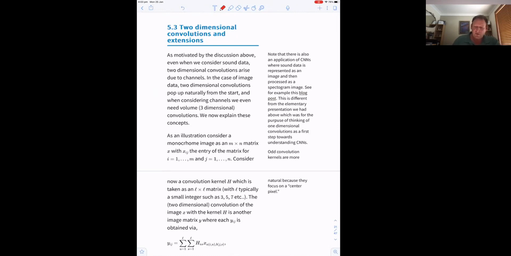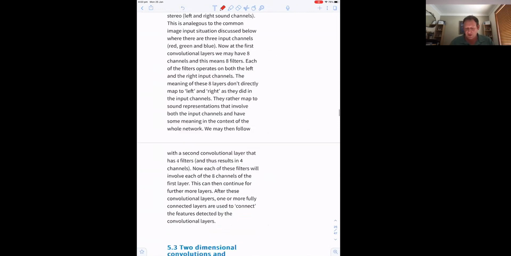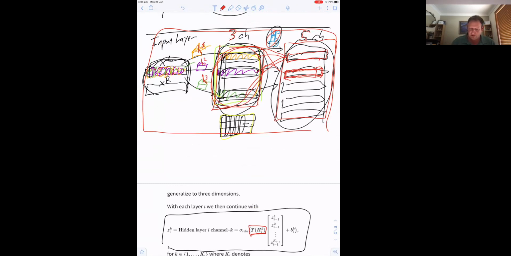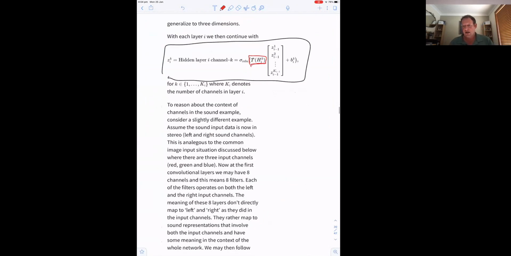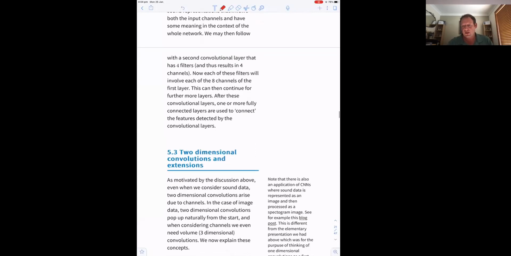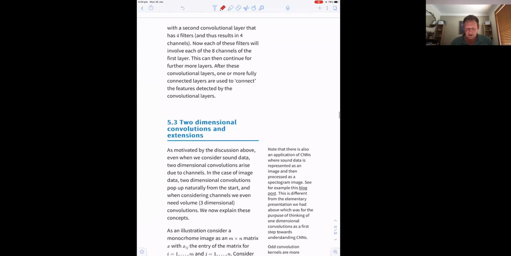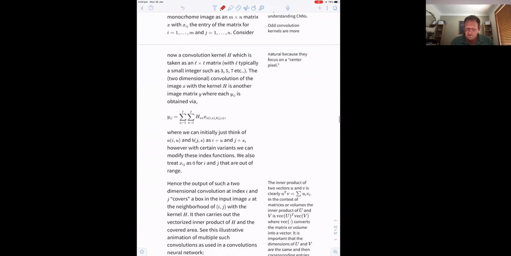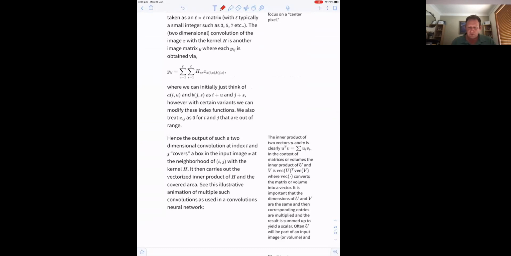And we're moving on to two-dimensional convolutions and their extensions. We've already seen motivation, even with sound, for two-dimensional convolutions, because we wanted some special thing to happen in this two-dimensional convolution that would work on all channels. But by default, it's something we want with images. Here's a rough definition of a two-dimensional convolution of an image X.